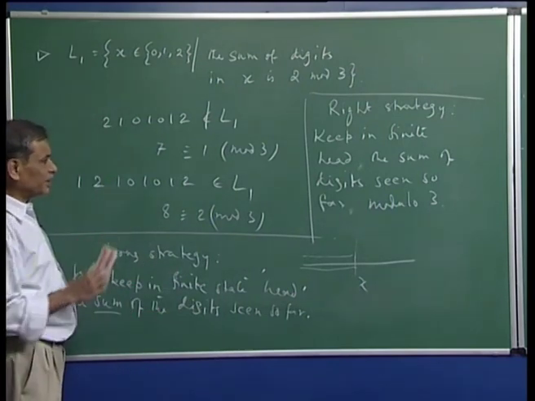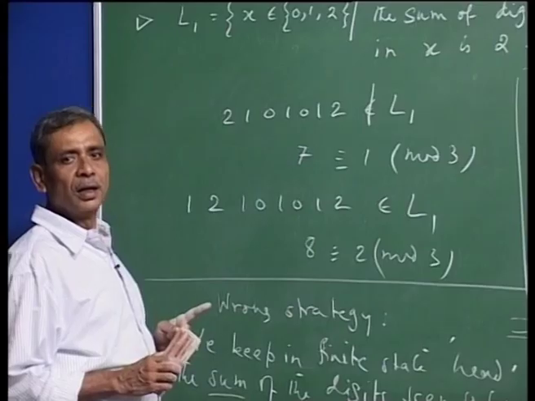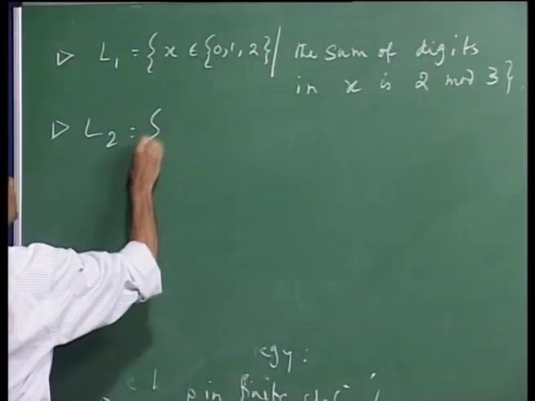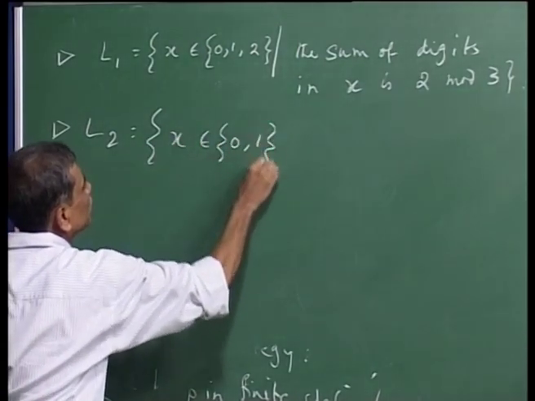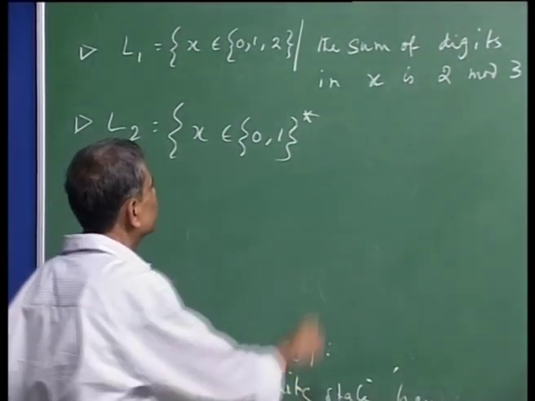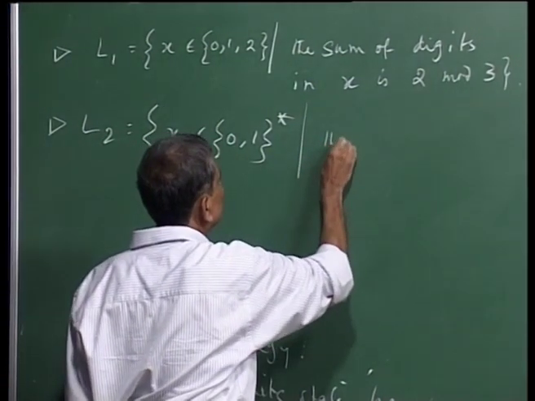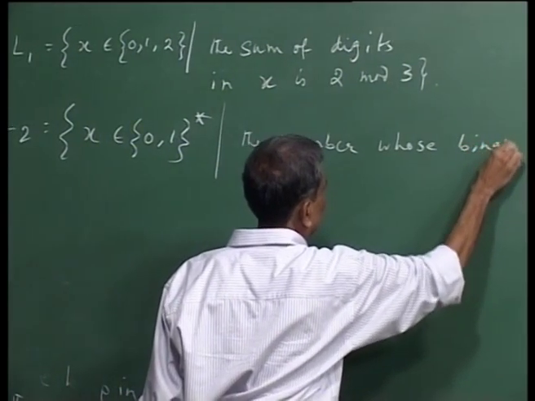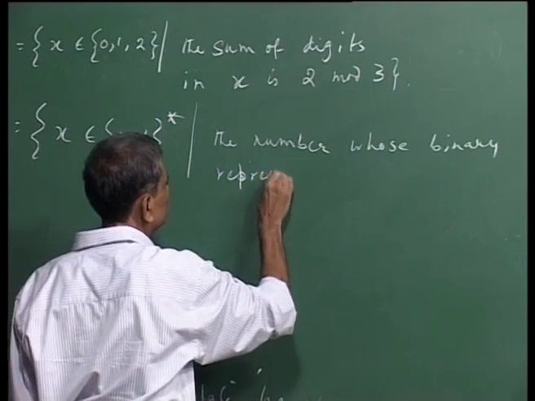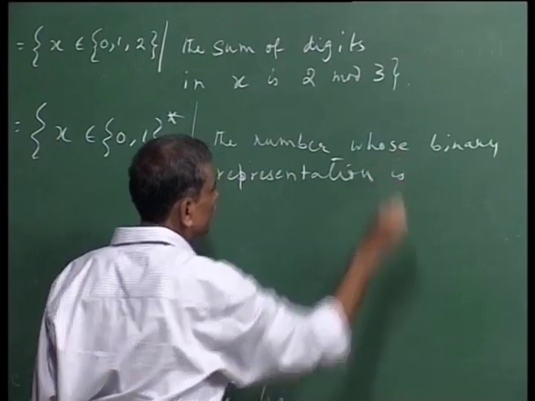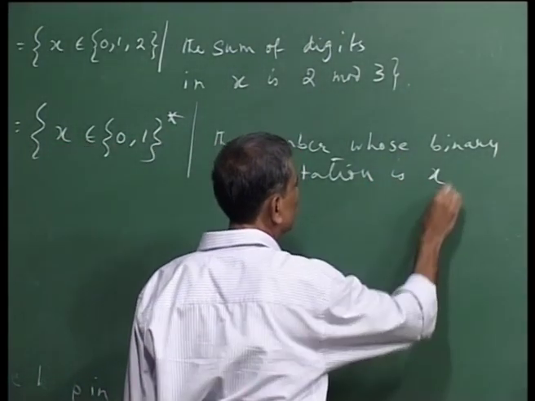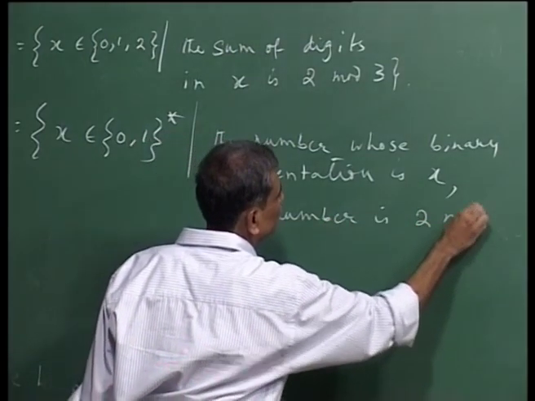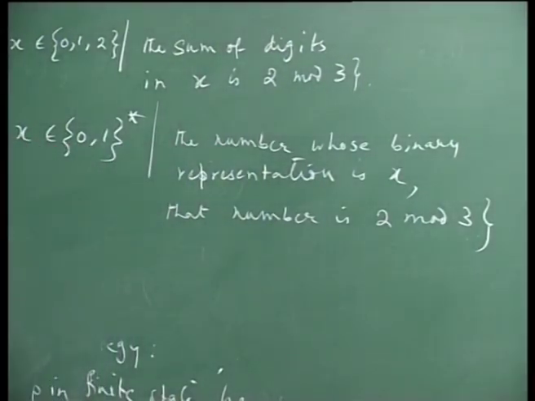Now let us make this particular example a little more involved by defining another language, L2. This time the strings are binary strings, and the number whose binary representation is x, that number is 2 mod 3.